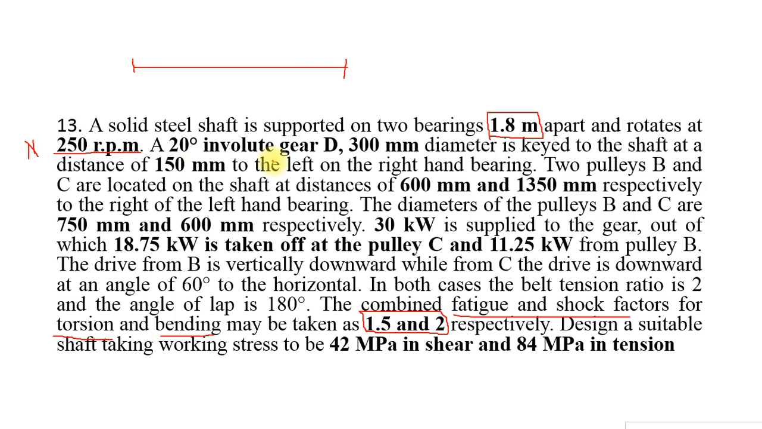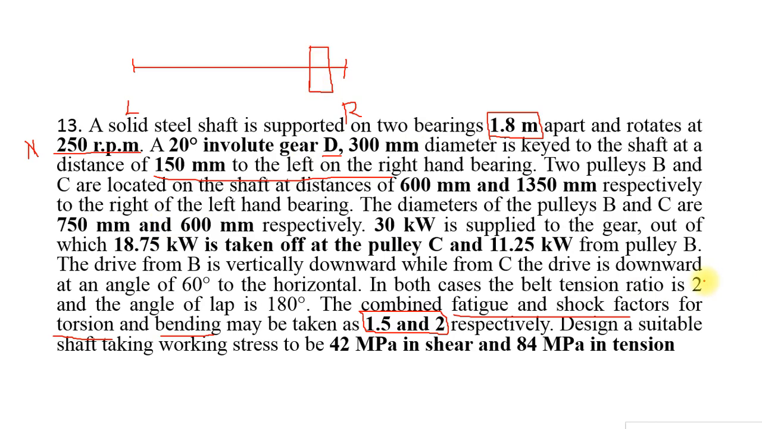So a 20 degree involute gear is given, which is called D. The 300 mm diameter gear is keyed to the shaft at a distance of 150 mm to the left of the right hand bearing. Obviously you know this is your right hand and this is your left hand bearing. So from here it is at a distance of 150 mm, where it has a gear with a diameter of 300 mm.